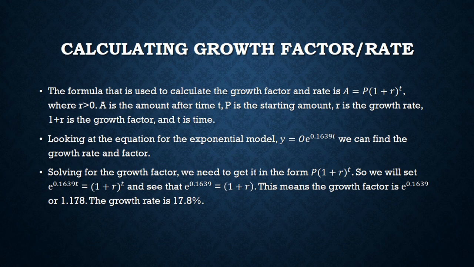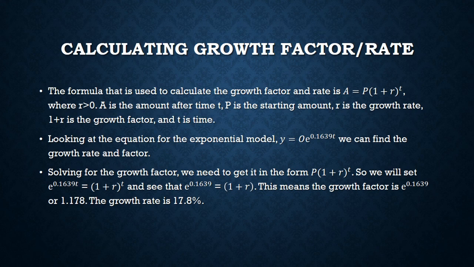Next, we'll be calculating the growth factor and growth rate. The formula that is used to calculate the growth factor and growth rate is A equals P times a quantity 1 plus r, raised to the t. And here we're going to consider where r is positive, since we're looking at growth. A is the amount after time t. P is the starting amount. r is the growth rate. 1 plus r is the growth factor, and t is time.